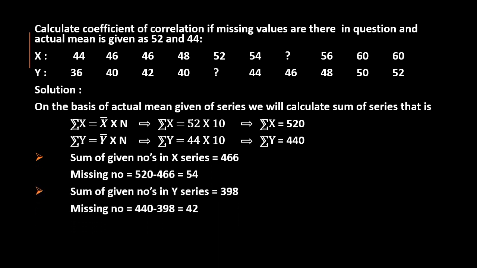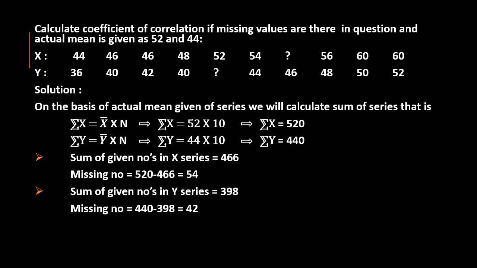Friends, I will do another sum for you. That is, calculate the coefficient of correlation if missing values are there in the questions. Students are generally confused with the missing values and finding the coefficient of correlation, because they have to do both things. They have to find the missing number as well as find the coefficient of correlation too.